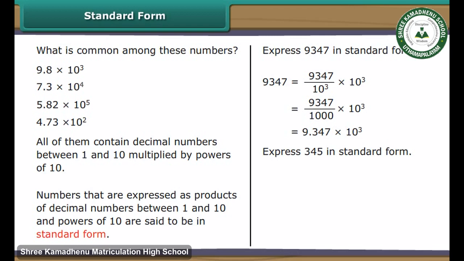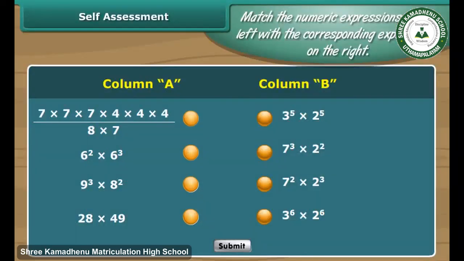Now express 345 in standard form. By simplifying it, we get 345 upon 10^2 into 10^2, which is equal to 345 upon 100 into 10^2, which equals 3.45 into 10^2. Self-assessment. Match the numeric expressions on the left with the exponential forms on the right.